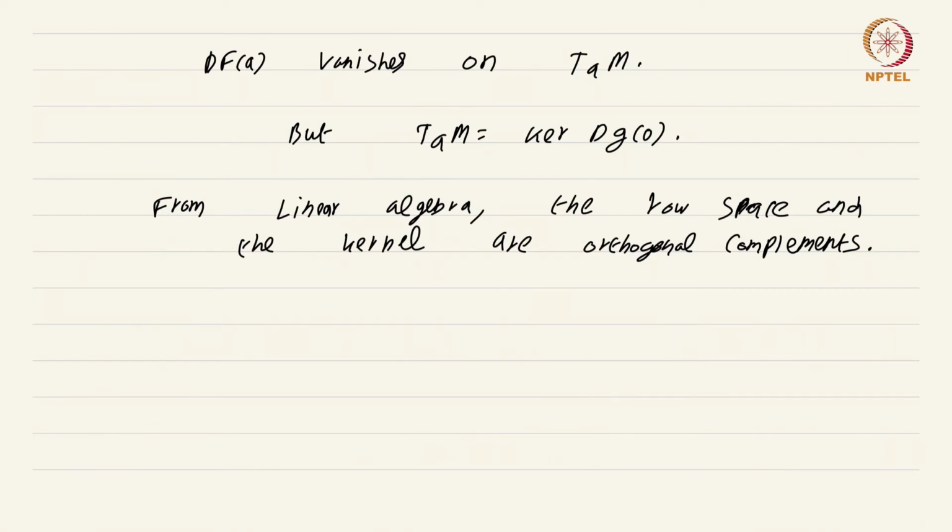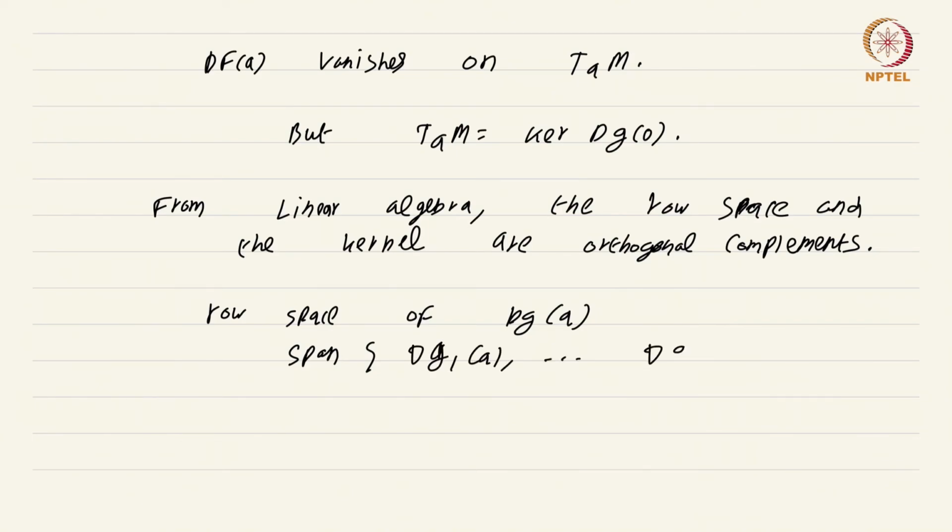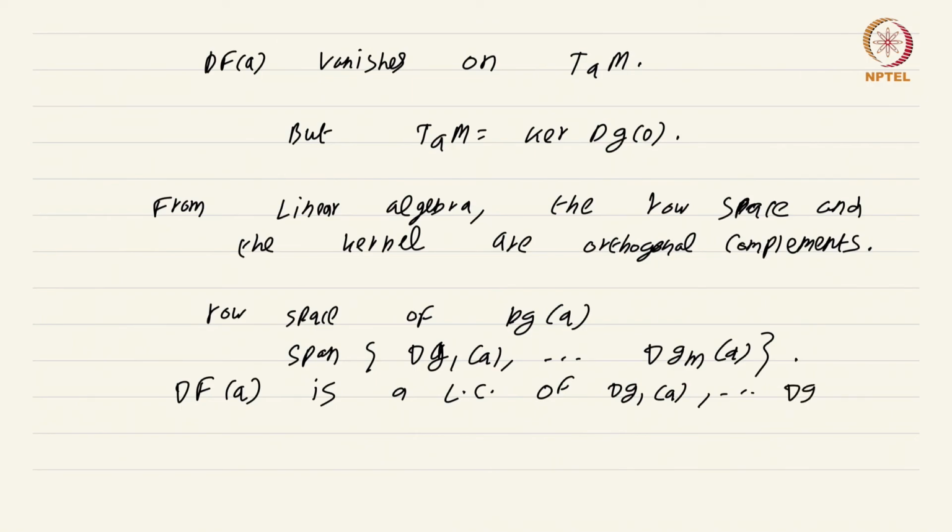Okay, now what is the row space of dgA? Well, if you write down the matrix of dgA, you know that the row space of dgA is nothing but the span of grad g1 at A, dot dot dot, grad gm at A. Now, what do we ultimately want to show in terms of gradients? We want to show that the gradient of f at A is a linear combination of grad g1 at A, dot dot dot, grad gm at A.